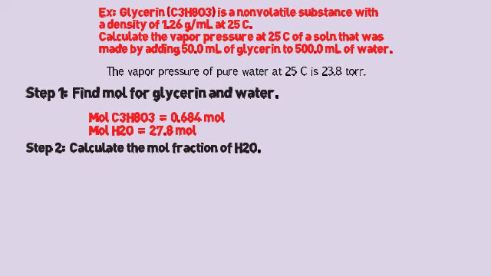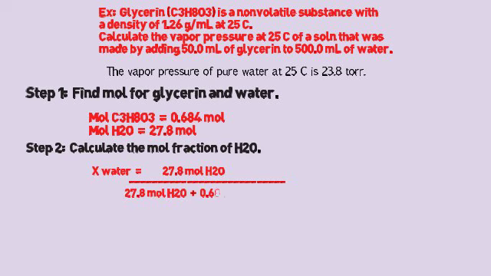And here's the answer coming if you haven't paused. So X water, the mole fraction, would be 27.8 moles of water over both of them added together. So the moles of the glycerin plus the moles of the water will give you your mole fraction. And the answer is coming. And here it is. Step 3.